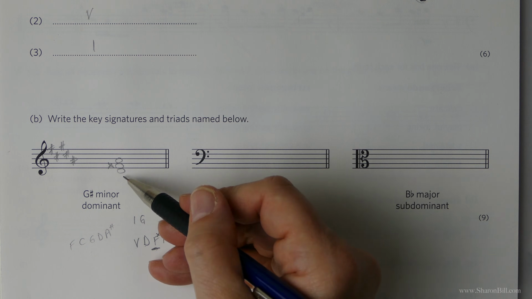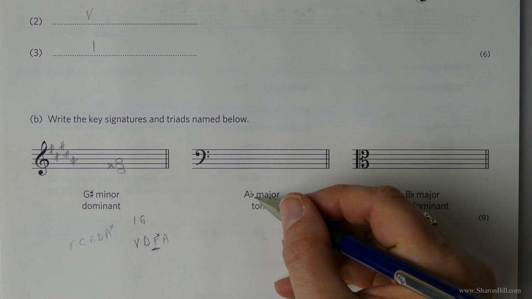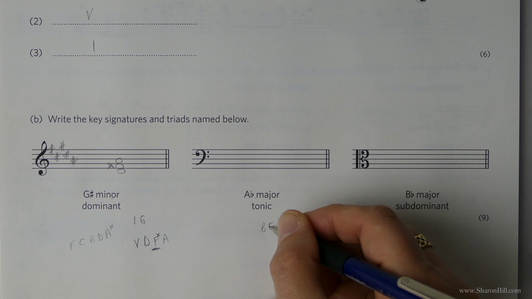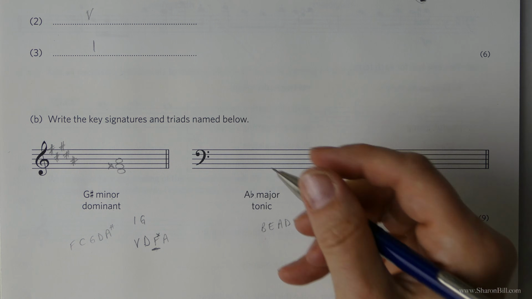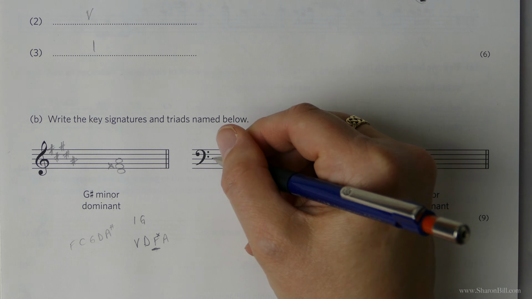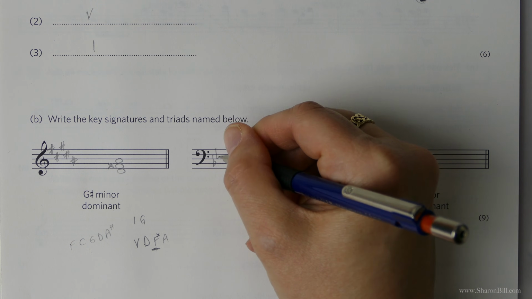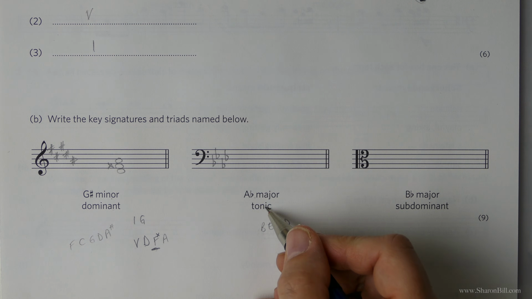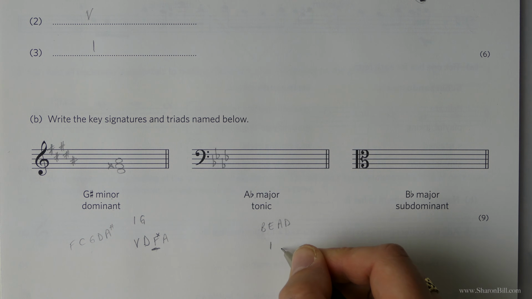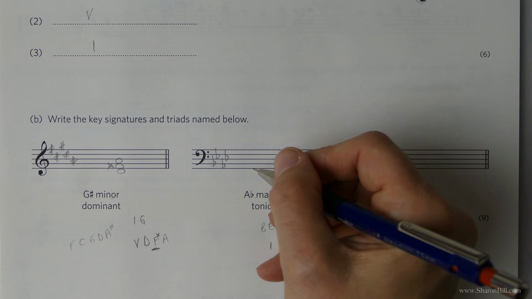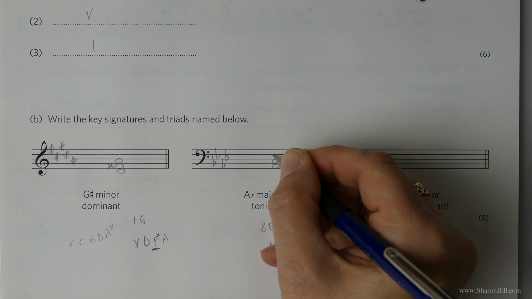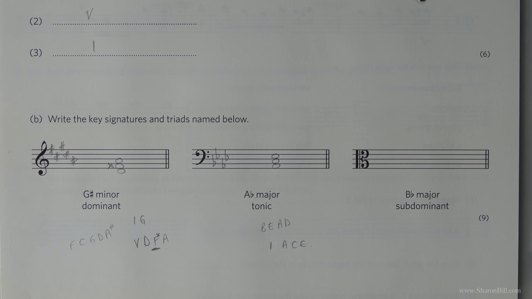So it's easily done. Now then, we're in A flat major, and A flat major has a key signature of B flats, E flats, A flats and D flats. So let's pop that in. We're in the bass clef, B flats, E flats, A flats, D flats, and the tonic chord is built on the 1st, so that's A, C, E. So let's position that in the bass clef. There's our low A, C, E, 1st, 3rd, 5th.